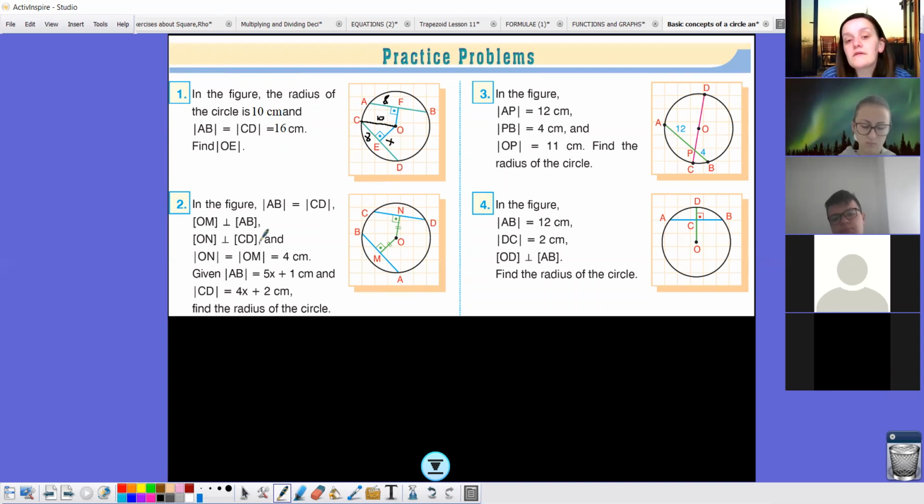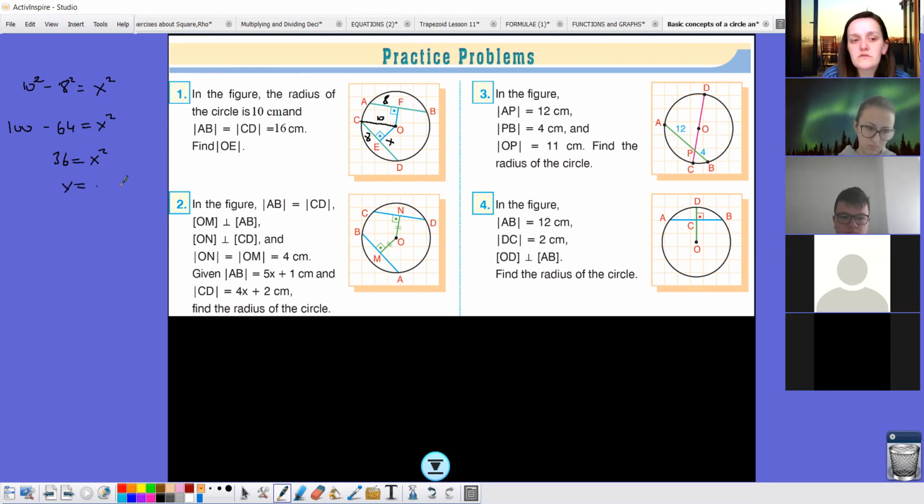With the Pythagorean theorem, it will be 10 squared plus... minus 8 squared is equal to x squared. So it is 100 minus 64. This is 36, equal to x squared. Then x is equal to the root of 36, it will be 6. Yes. Okay, thank you very much.